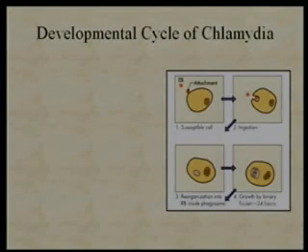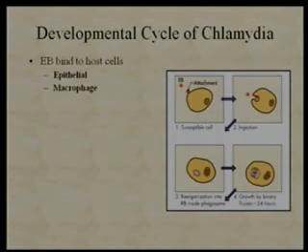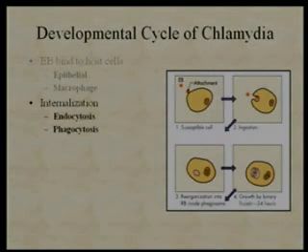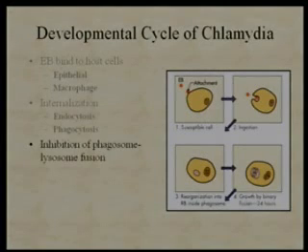And the way we get this is the developmental cycle of these organisms, depicted in the following slides. The elementary bodies attach to the cells that they're going to infect, again primarily epithelial cells, but some of them infect macrophages. Then they're taken up by the cell, either by endocytosis, or if it's a macrophage, by phagocytosis, taking in the elementary body. And once it's inside the cell, these organisms inhibit phagolysosome fusion.